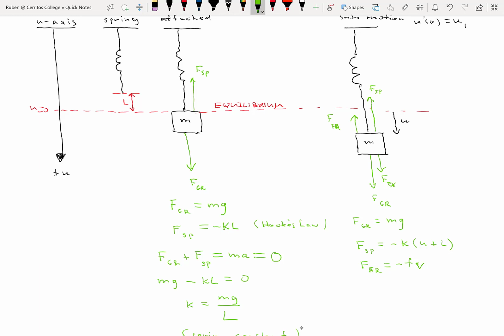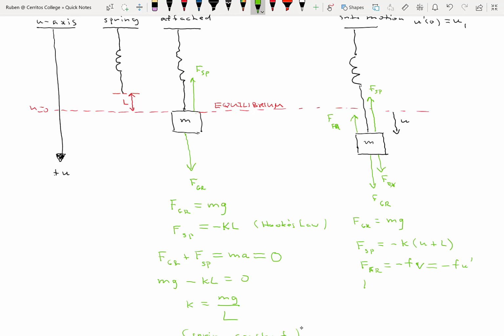So we can actually do one more thing with that frictional force. Velocity is the time derivative of position. So we could write this frictional force as minus f u prime, where prime is the derivative with respect to t.